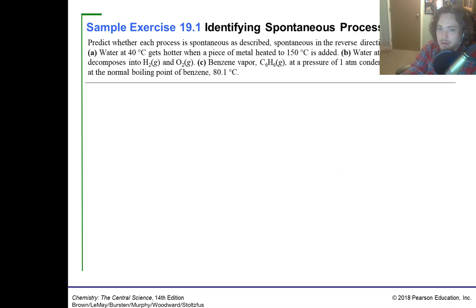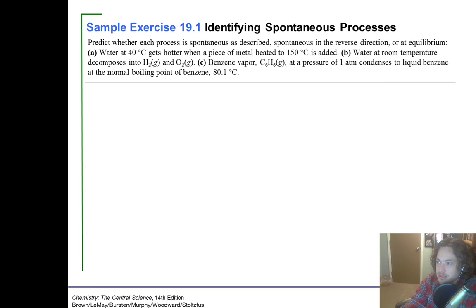All right, so let's do one practice problem. Here we go. It says identifying a spontaneous process: predict whether each process is spontaneous as described, spontaneous in the reverse direction, or at equilibrium. Part A says water at 40 degrees gets hotter when a piece of metal heated to 150 degrees is added. Well, if we just think logically about what would happen if I put a 150 degree piece of metal into water at 40 degrees, that water will get hotter, right? That energy from the metal will flow into the water. So A is just spontaneous. And see how we can just use logic here, and our own gut instinct from things we've encountered in life, to understand what's going on.